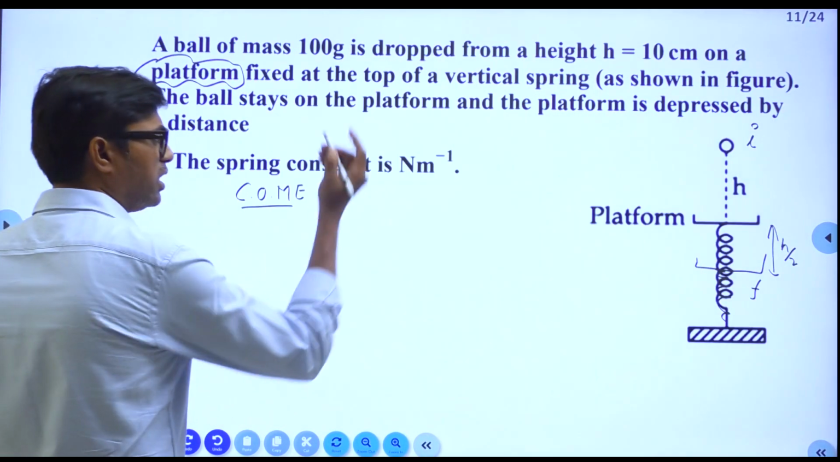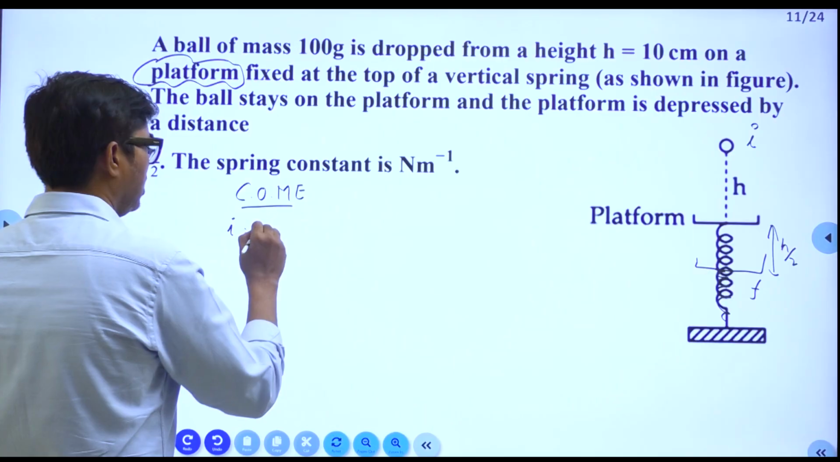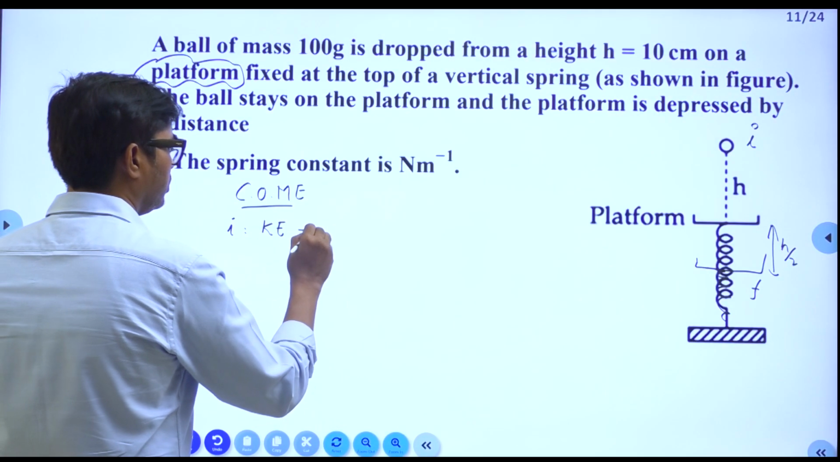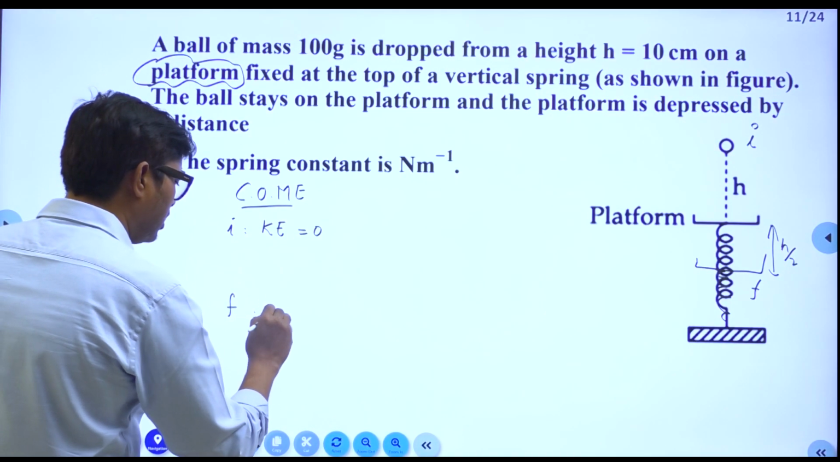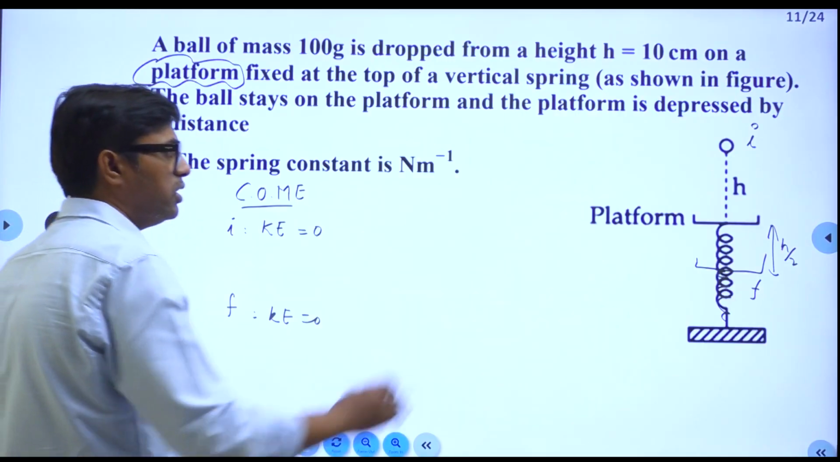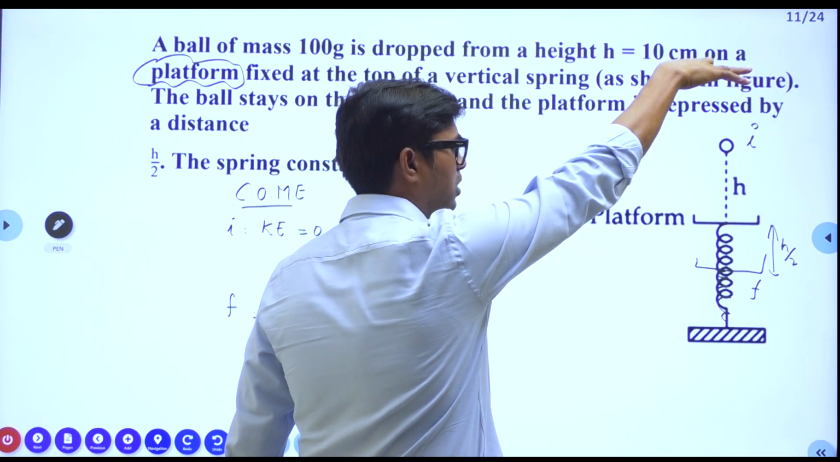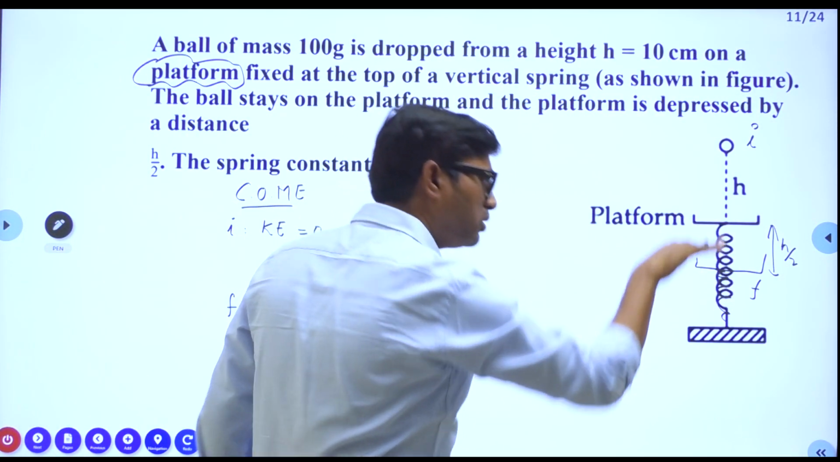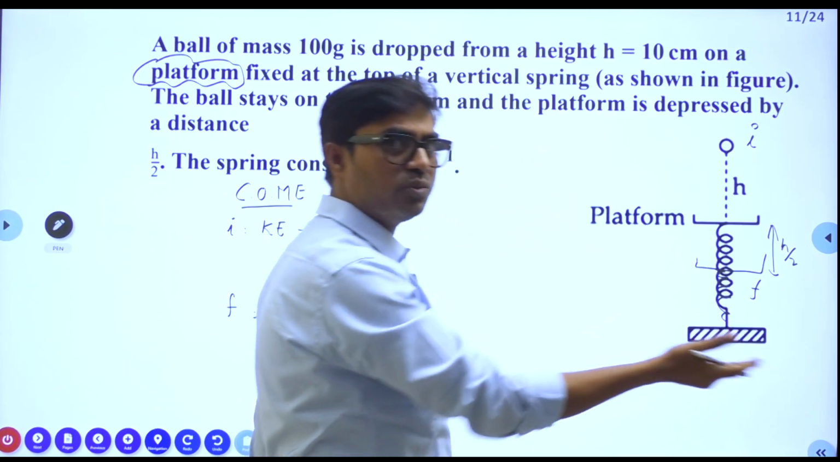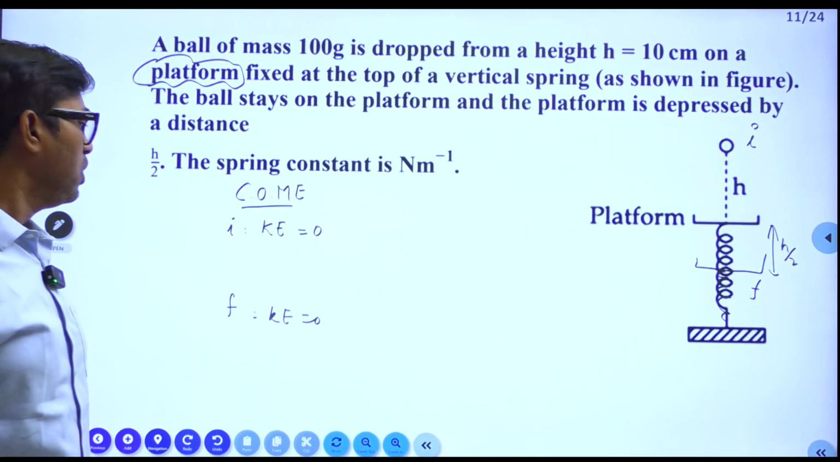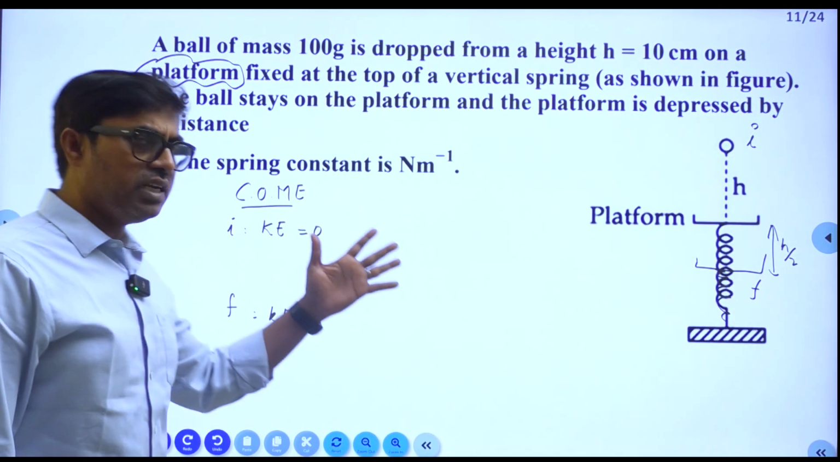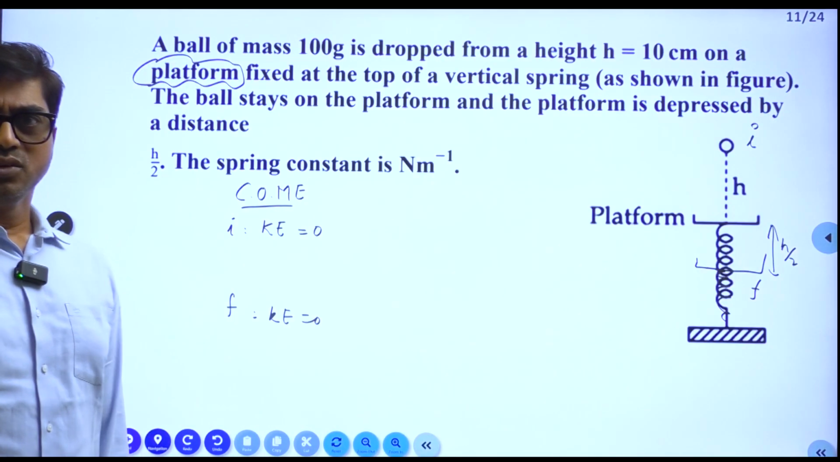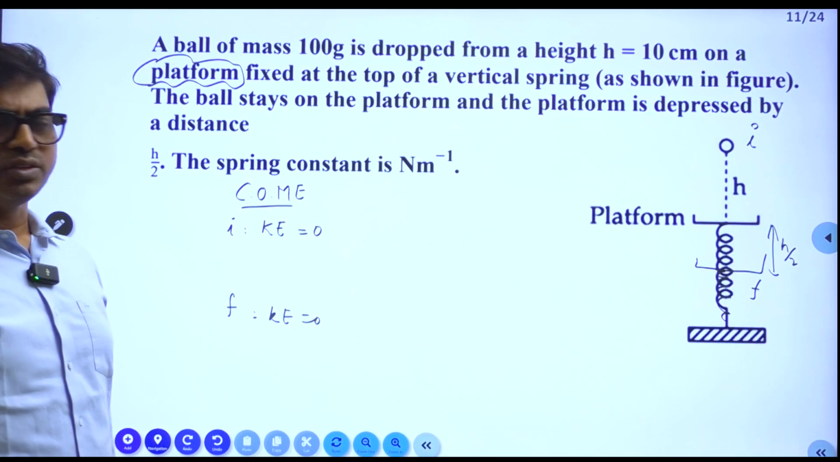If you look at the initial stage, kinetic energy is 0, because you are releasing from rest. Finally, also kinetic energy is 0, because that's the lowest point. It can't go further down. At the extreme position, speed is 0. So initially kinetic energy is 0, finally kinetic energy is 0. That means kinetic energy has not changed.